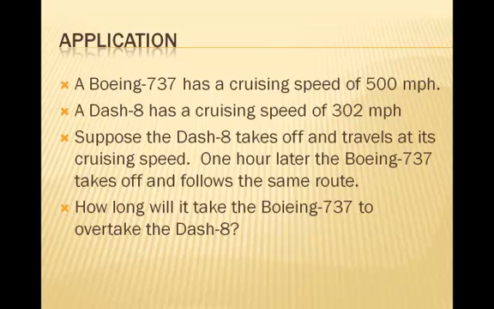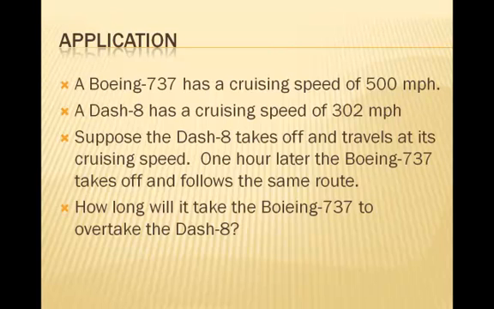Now let's do a problem that requires just a little bit more work. In this one, we'll actually have to start looking for connections between some of the variables inside so that we can actually move forward and try and solve the problem. In this problem, we're going to be talking about two planes. The first one is a Boeing 737, and it has a cruising speed of 500 miles per hour. The other plane is known as a Dash 8, and it has a cruising speed of 302 miles per hour.